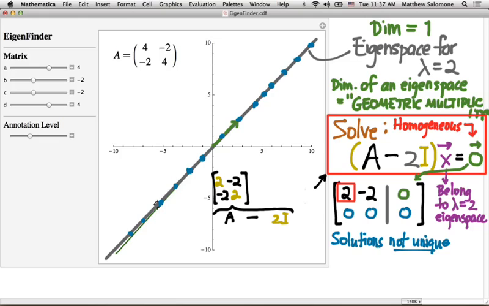And again, they're not unique because this column, the second column, is missing a pivot. So we're going to end up with a free variable no matter how hard we try. But that's good. That's what we want when we're trying to find eigenvectors.